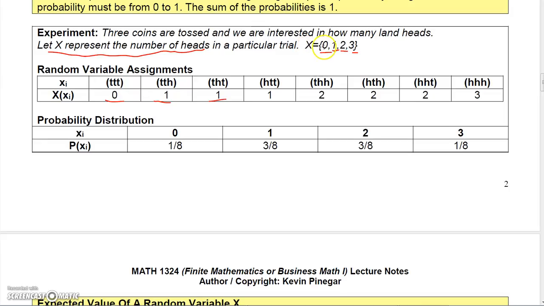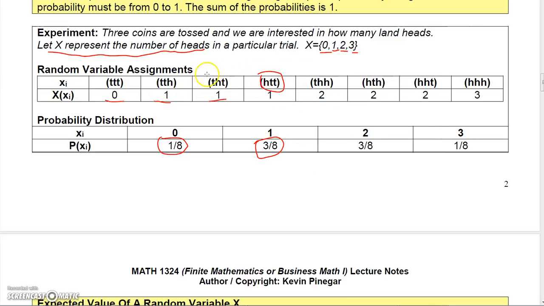The probability of getting no heads: there's one way out of 8 to get no heads. What about the probability of getting one head? There are 1, 2, 3 ways out of 8 to get one head, so that's 3 out of 8. What about 2 heads? Well, there's 3 ways to get 2 heads. I think I hit the wrong one here. Hang on just a second.